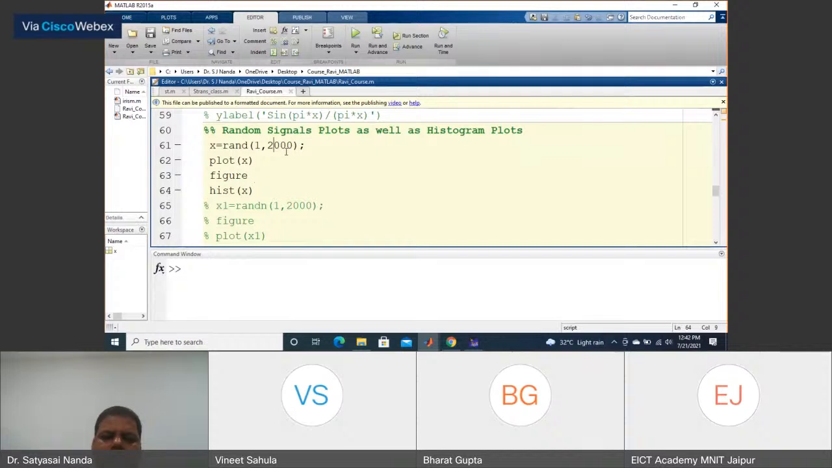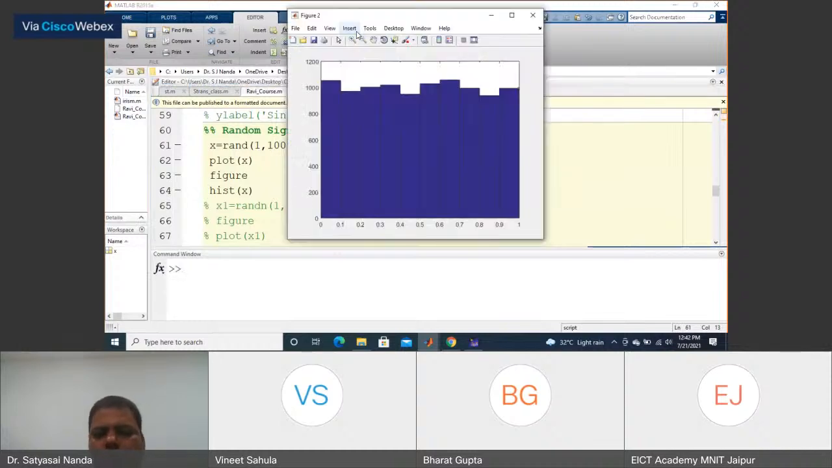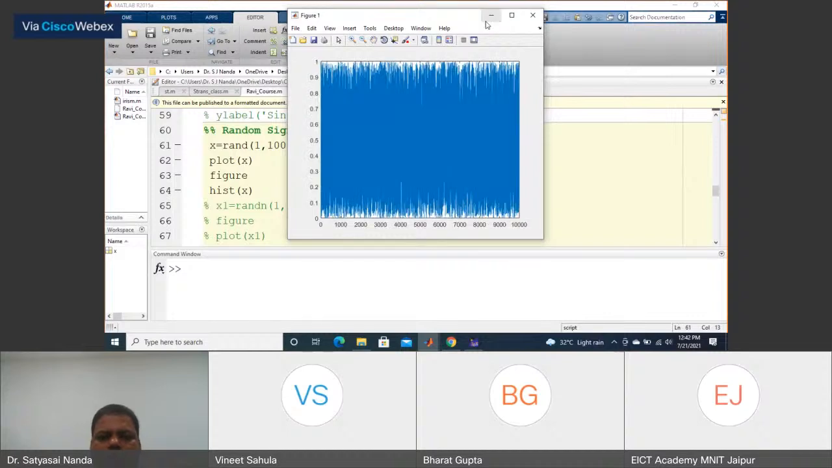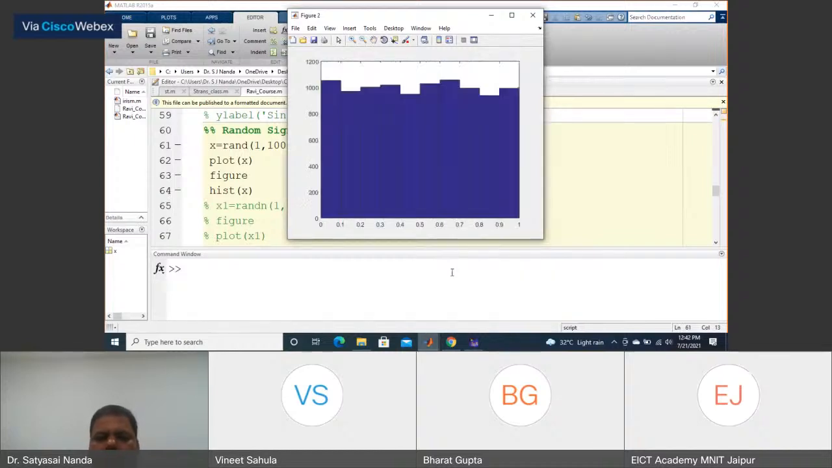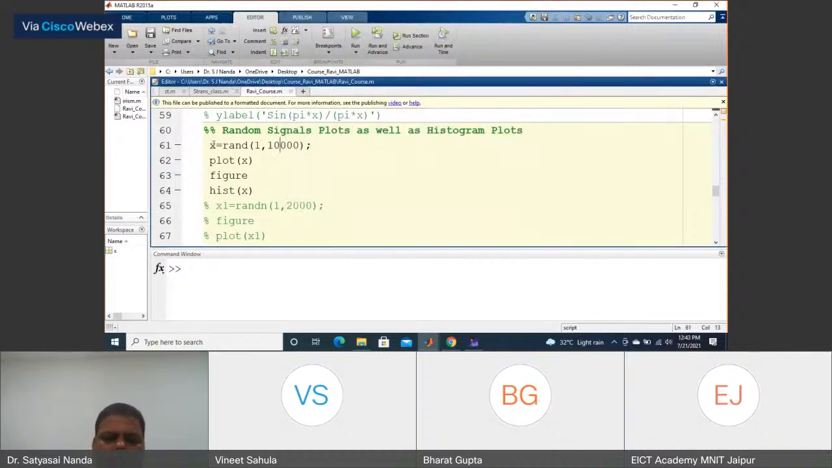If we increase this 2000 to 10,000 and I plot it, running it again, you can observe. If I am using 10,000, then these are 10,000 random samples, and you can observe in and around 1000 for every particular bin. Between 0 to 0.1, 1000 samples have been plotted, 0.1 to 0.2, again 1000 samples. So this is the uniform distribution of the rand function. The spectral density is uniform.